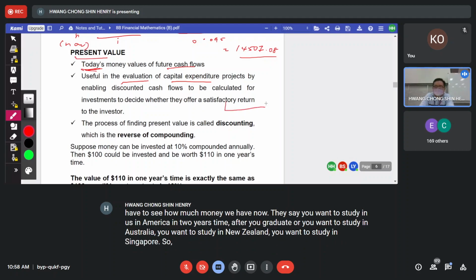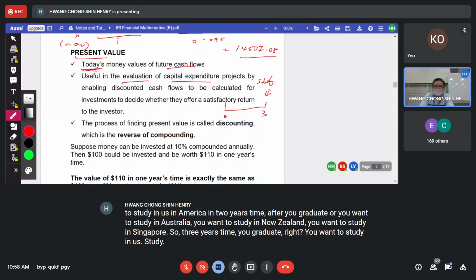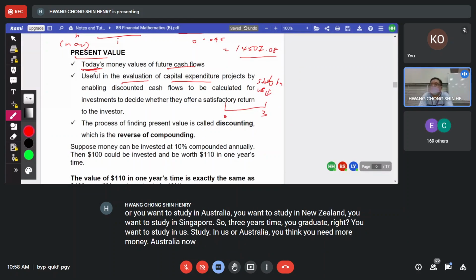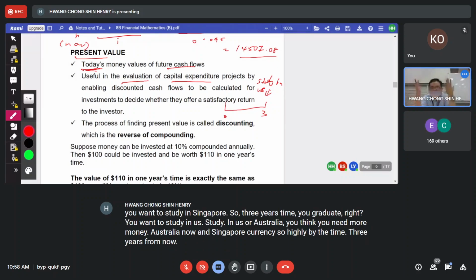So 3 years' time you graduate, right? You want to study in US or Australia. Do you think you need more money? Australia now and Singapore currency is so high already. By the time 3 years from now, you want to study in London, you think it's cheap? No.